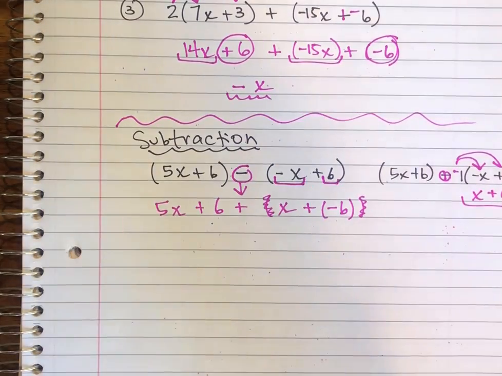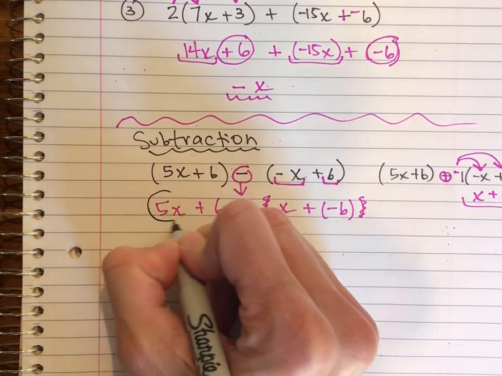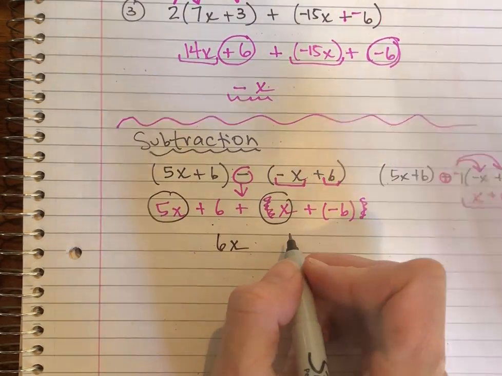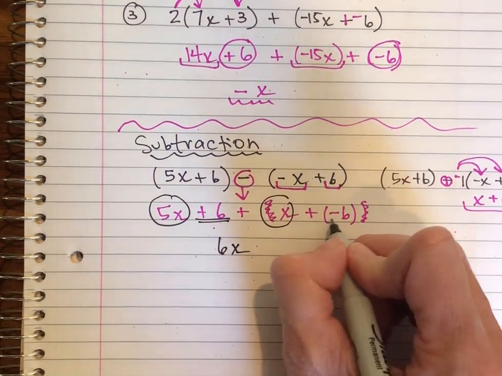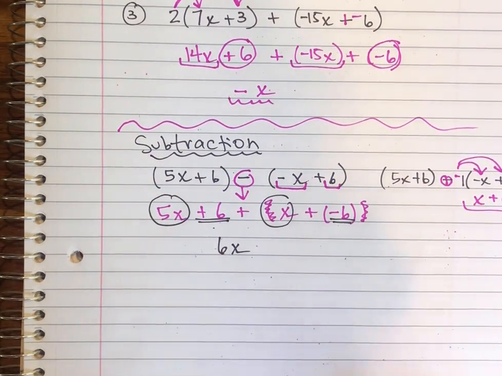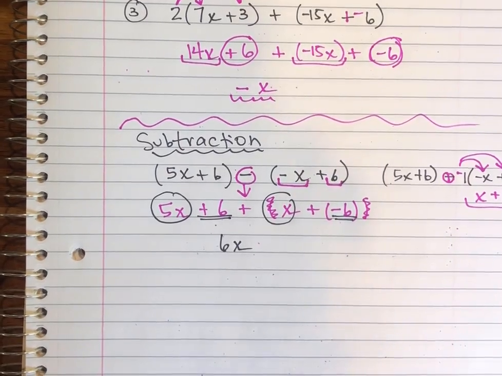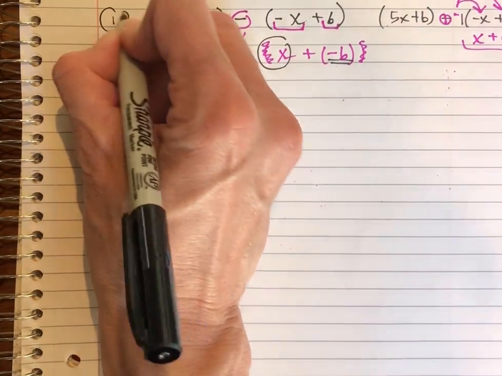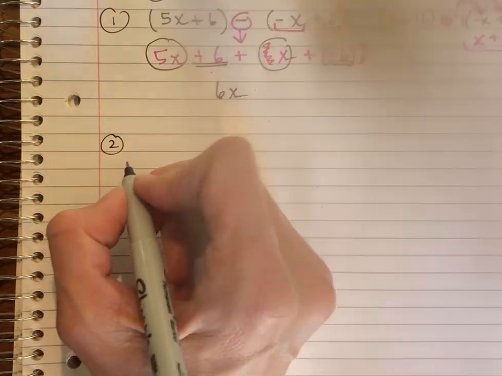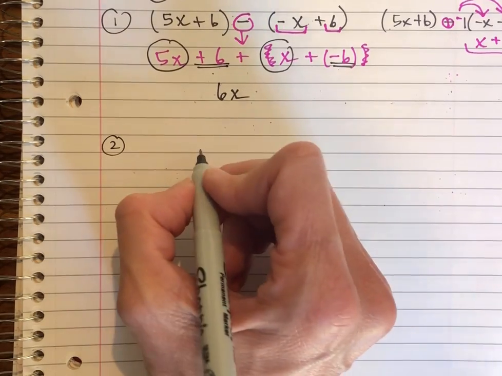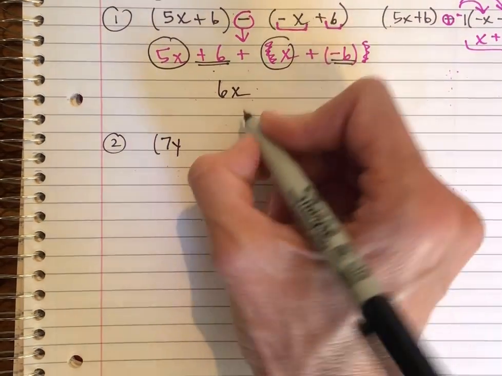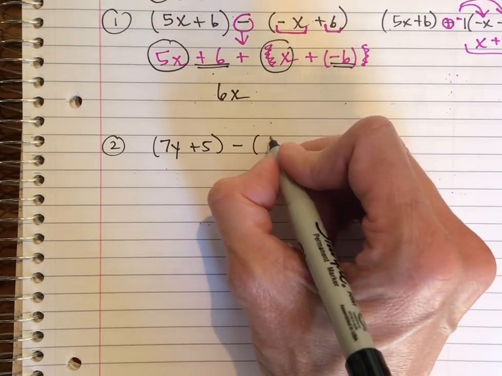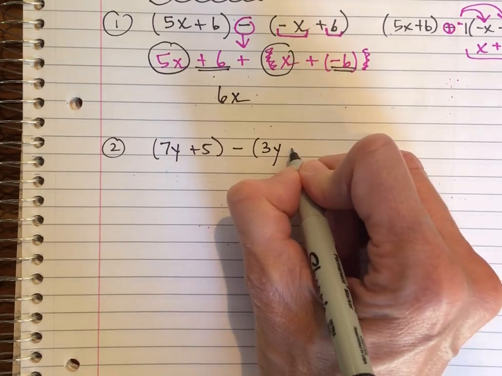Okay, so then let's work on simplifying this expression. I have 5x, I have another x, which means I have a total of 6x. I have 6, I owe 6, which means I have 0. So just 6x. Okay, let's try this again. Let's call this subtraction problem number 1, and we'll call this subtraction problem number 2. Okay, let's do 7y plus 5 minus parenthesis 3y minus 10.